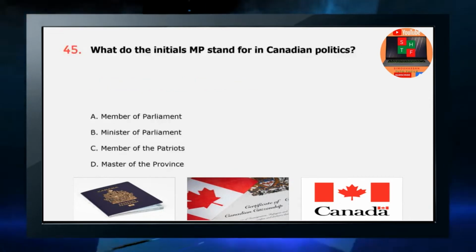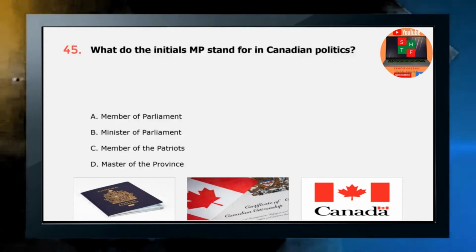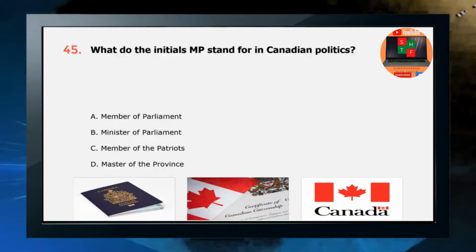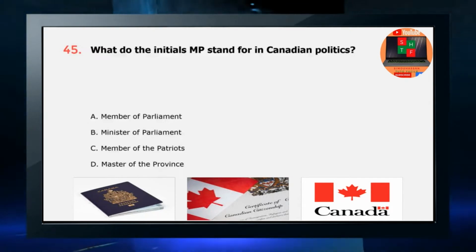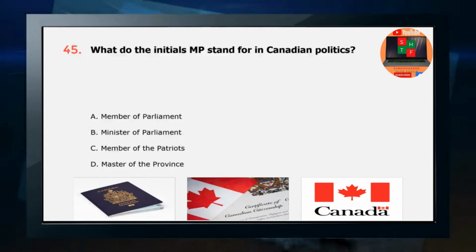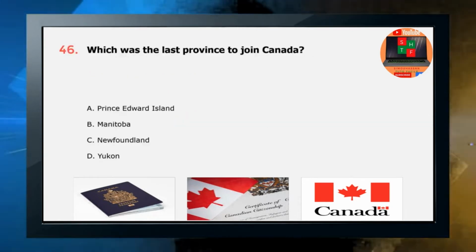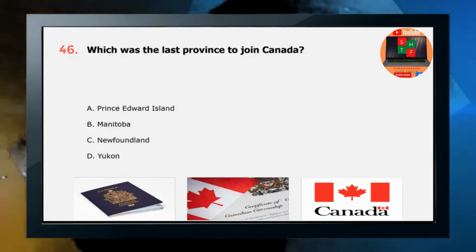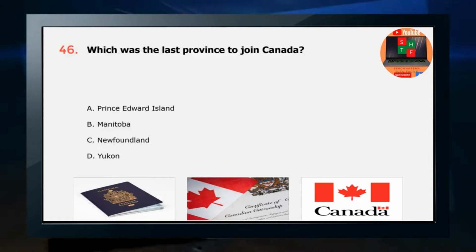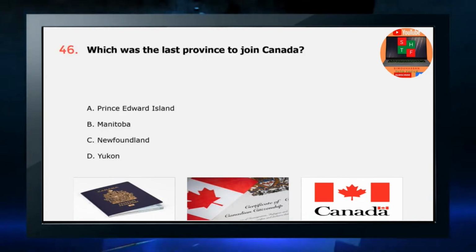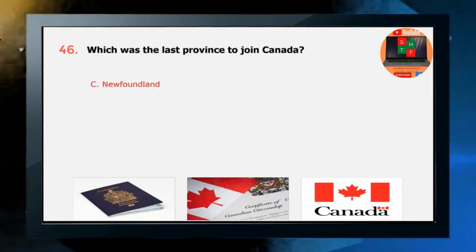Question 45. What do the initials MP stand for in Canadian politics? A. Member of Parliament. B. Minister of Parliament. C. Member of the Patriots. D. Master of the Province. The answer is A. Member of Parliament. Question 46. Which was the last province to join Canada? A. Prince Edward Island. B. Manitoba. C. Newfoundland. D. Yukon. The answer is C. Newfoundland.